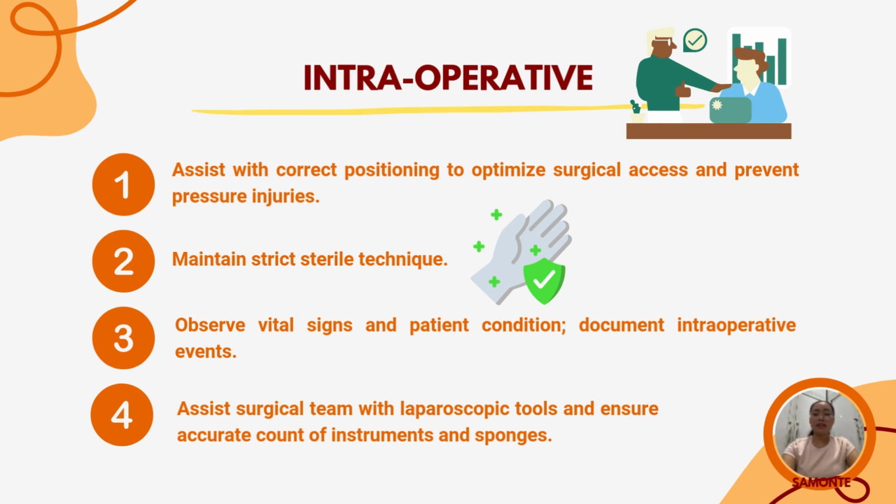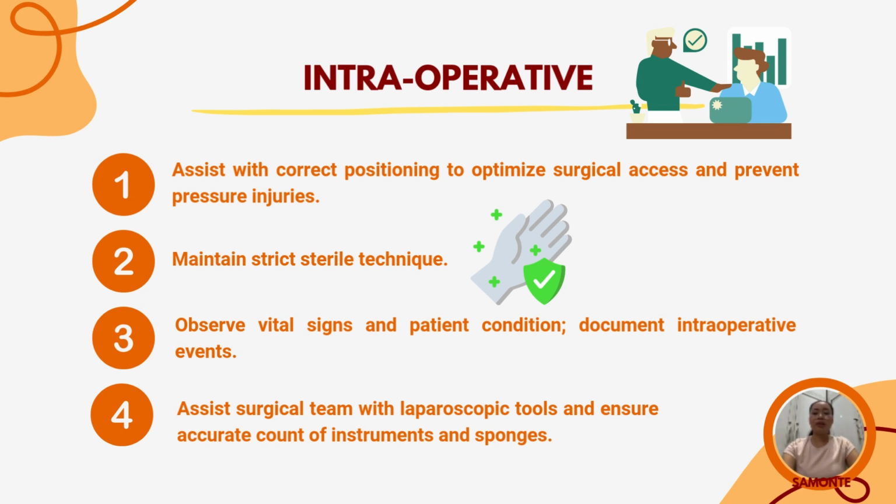Second, we have to maintain sterile technique. Everyone in the operating room wears gloves, masks, and gowns to keep germs out. Now, our job is to double check that everything stays sterile to avoid infections. If something gets contaminated, let the team know immediately.